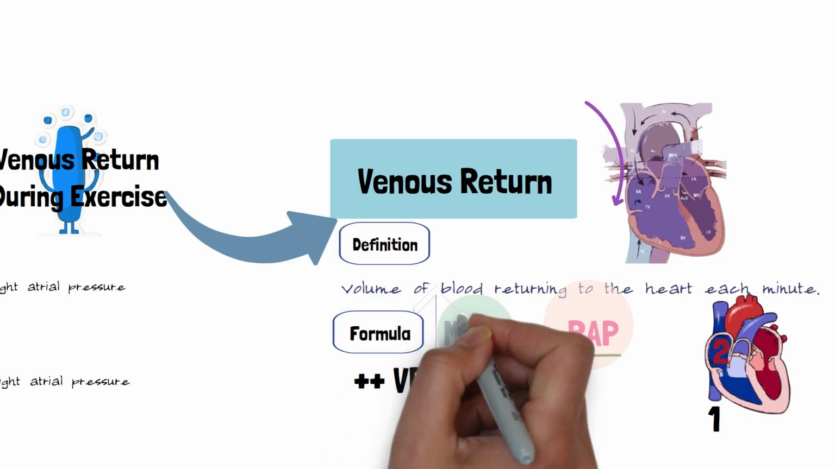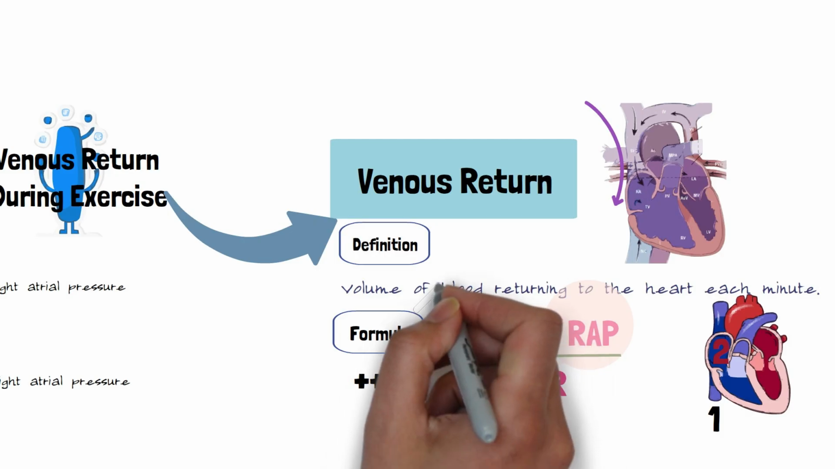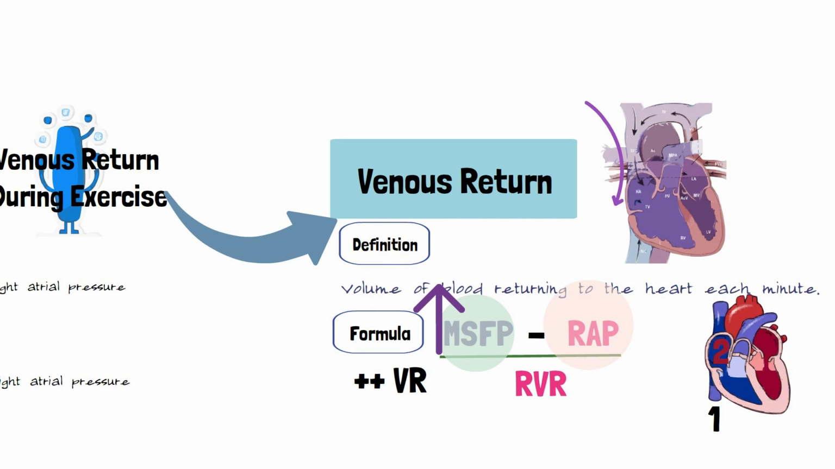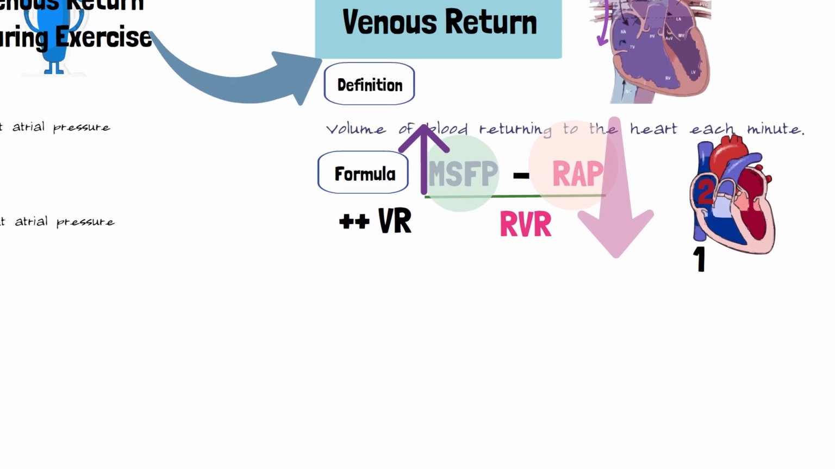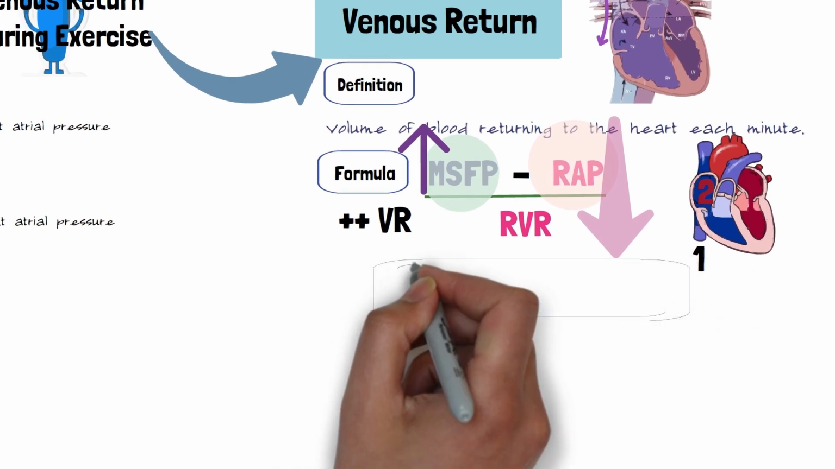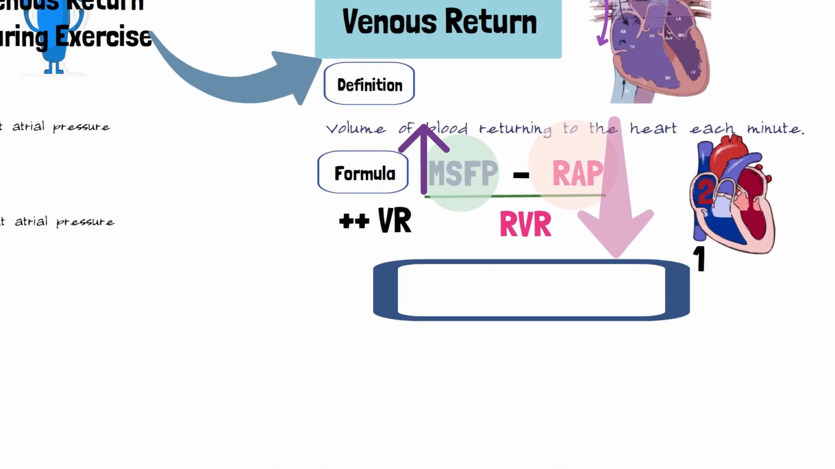So remember, according to this, to increase the venous return, all you have to do is increase the mean systemic filling pressure, decrease the right atrial pressure, and decrease the resistance to the venous return. So keep this in mind. Now let's look at the curves. First, the venous return curve.